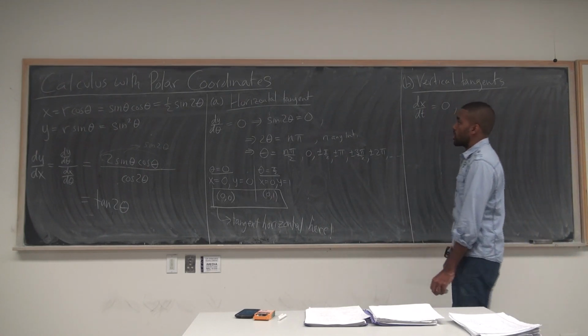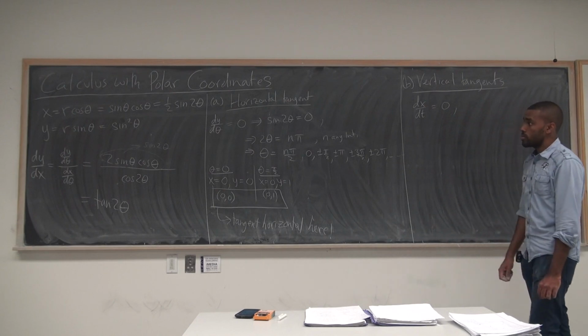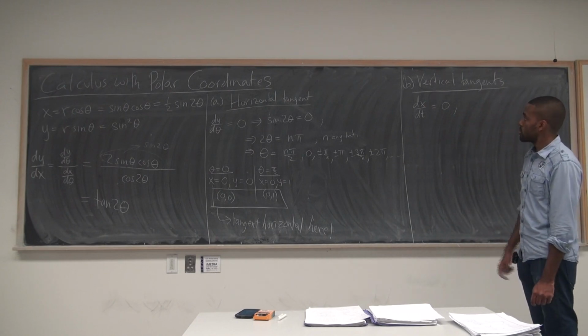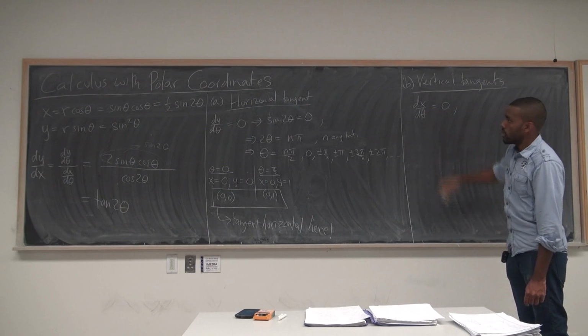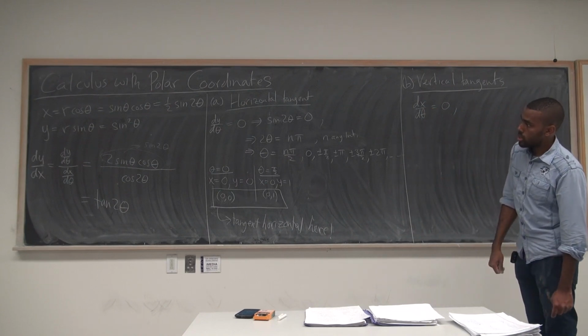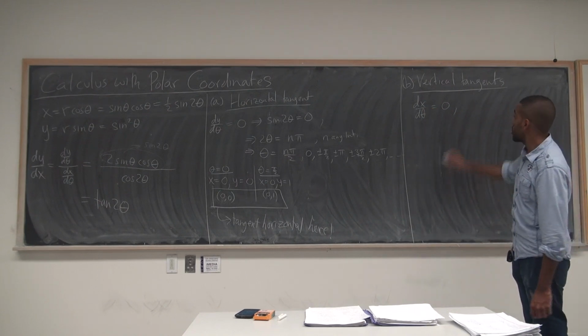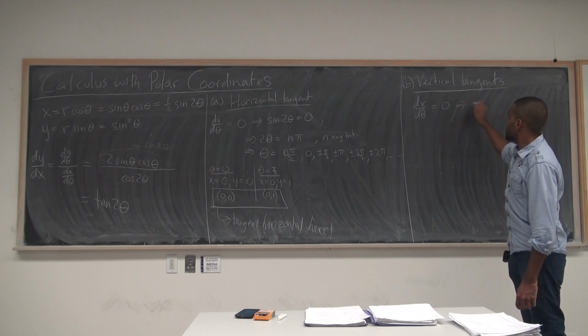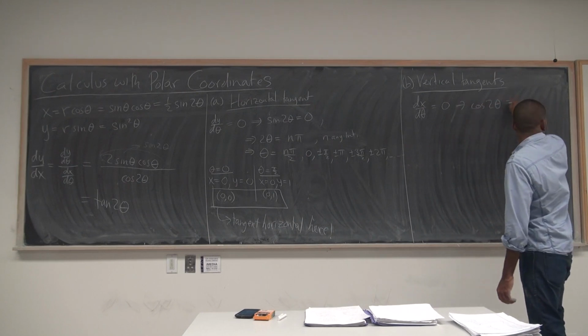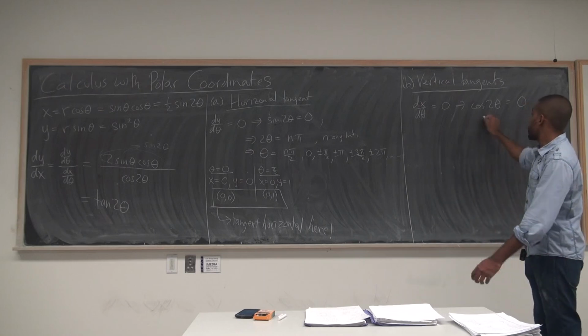dx d theta, not dt. So that means what? Where's my dx d theta? Cosine. This means cosine of 2 theta equals 0. Where's the cosine equals 0?